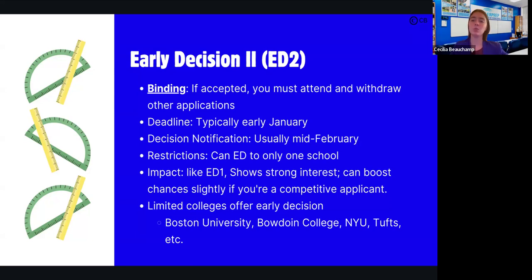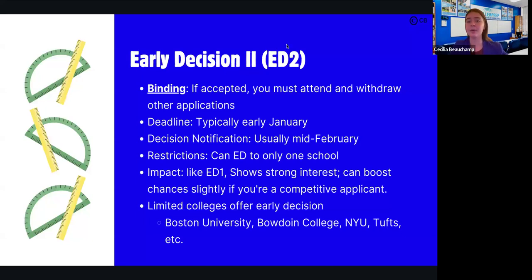And very few schools have ED2 as an option, but there are some schools that do. For example, BU, Boston University, Bowdoin, NYU, Tufts, etc. I know U Chicago also has the ED2 option. So there are a few schools that are amazing, like top 20, top 30 schools, that do have this option, but it's unique in the sense that a lot of schools don't.